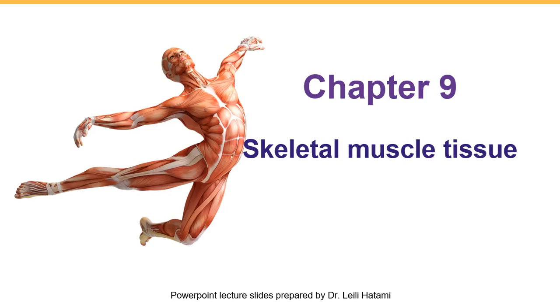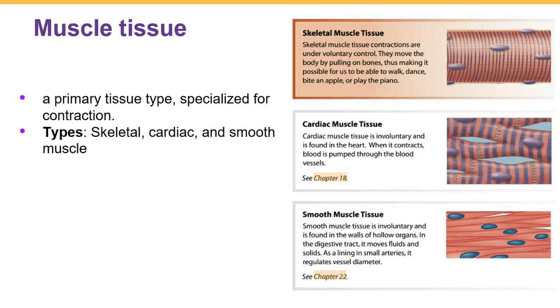Today we're starting chapter 9, all about skeletal muscle tissue. Muscle tissue is a primary tissue that is specialized for contraction. That means it helps us move, whether it's walking, blinking, pumping blood, or even moving food through the digestive system.